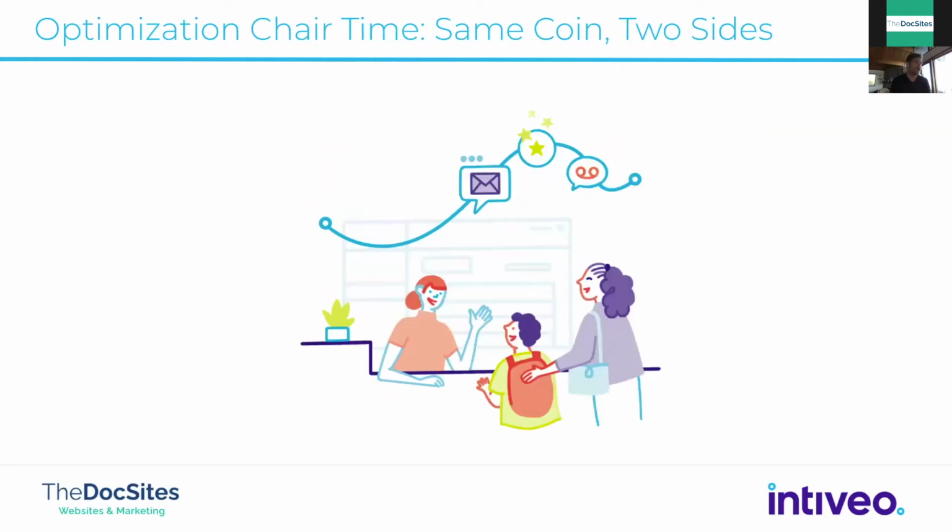So optimizing chair time, it's the same coin, two sides. Once again, it's that whole retention and engagement. What we need to do is make sure that we're engaging with our patients on the front end. If a patient knows what is expected from them and they value the service that you provide, and they feel like they are in control of their oral health, they're more likely to actually show up to their appointment, which is the number one reason for failure of appointments.